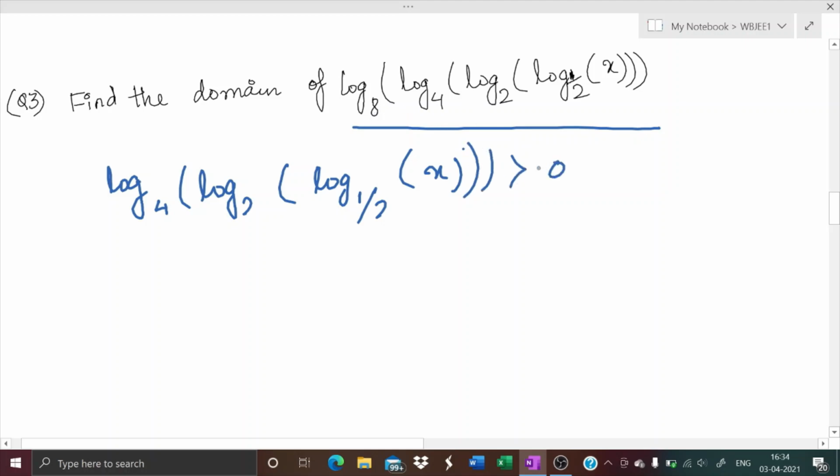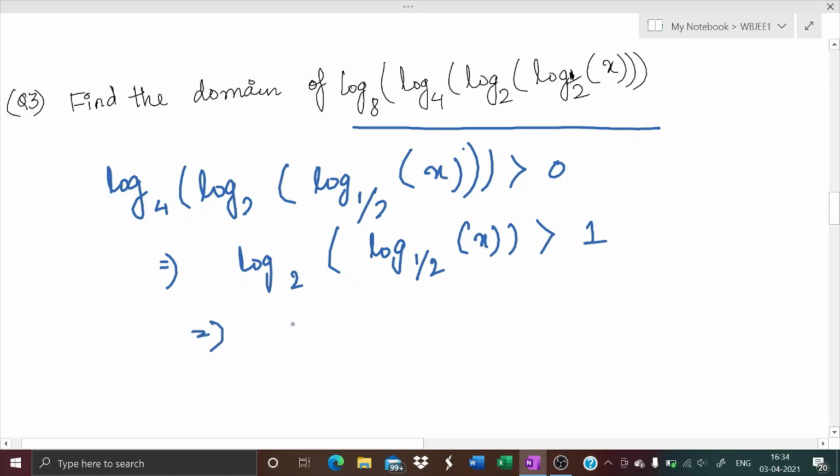Okay. So if you take 4 to the power 0, then log base 2 of log half of x would be greater than 1. So log half of x would be greater than 2 to the power 1.